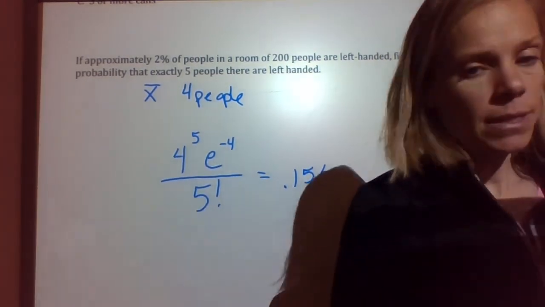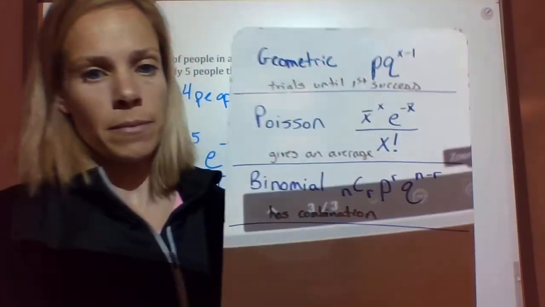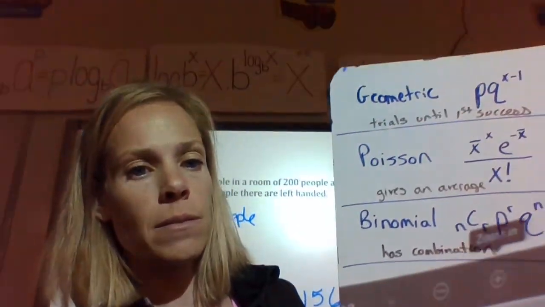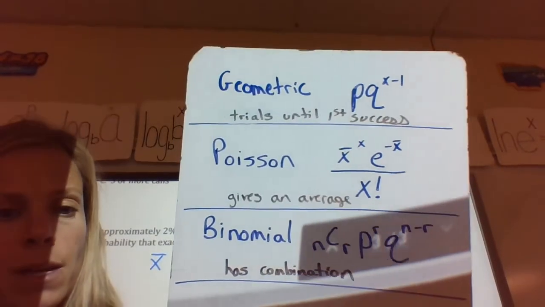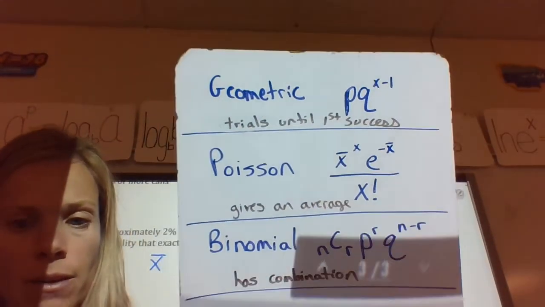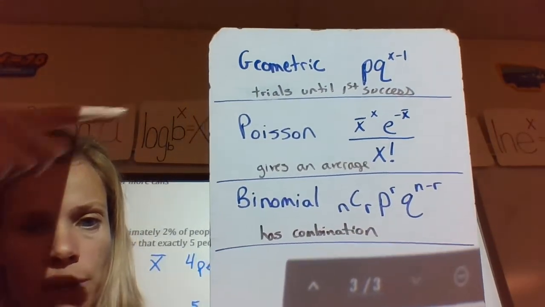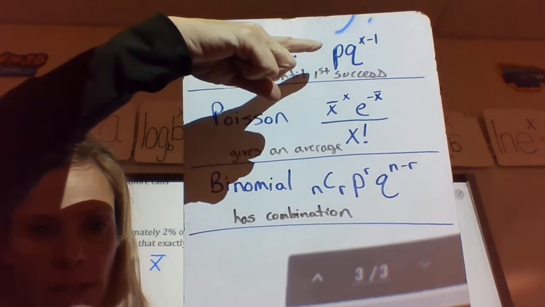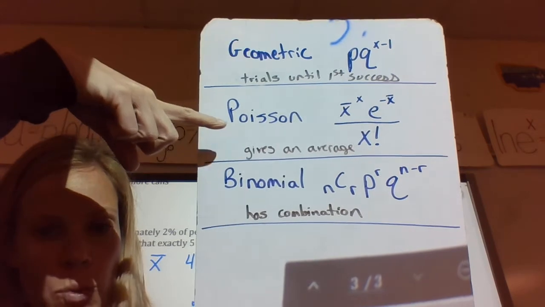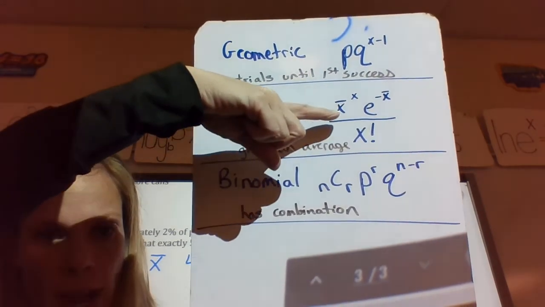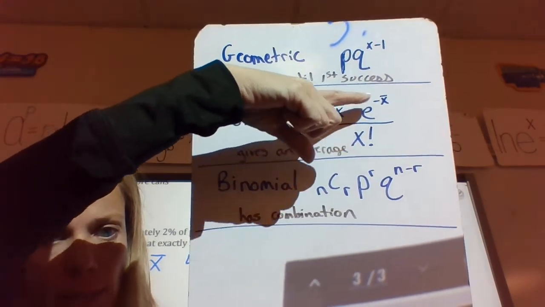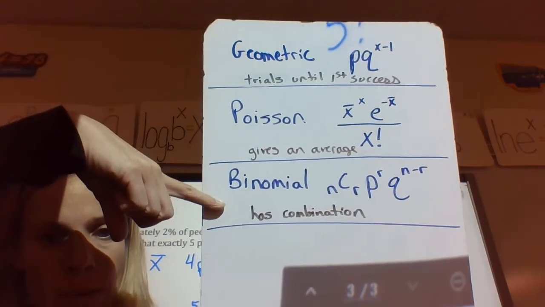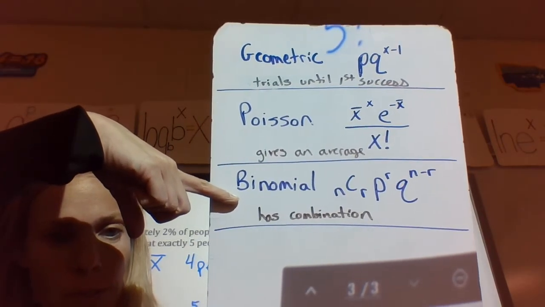So this is kind of what I tell students to write down. Okay, this is what I kind of have students write down. I have them write all 3 of my probabilities down. This was my geometric, PQ times x to the n minus 1. Poisson, which is your average to the x times e to the negative average, x factorial. And here's my binomial, right? The one that I first learned.